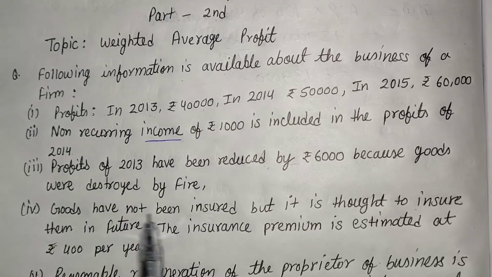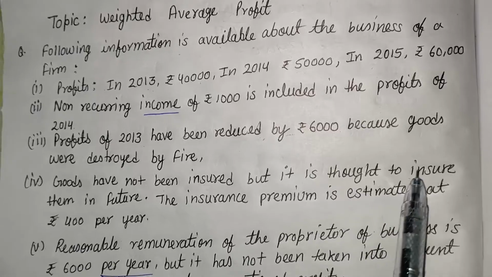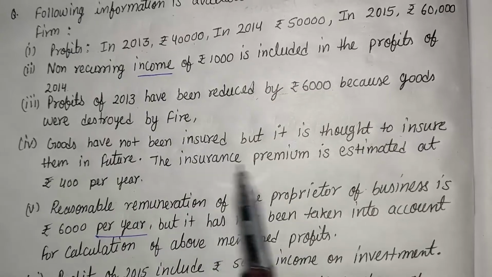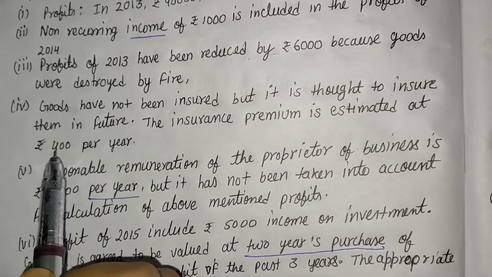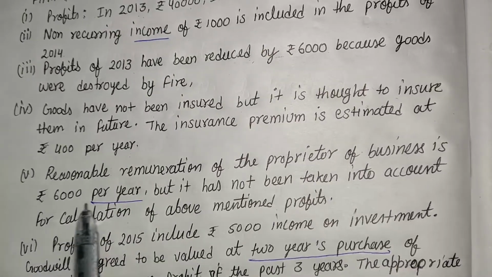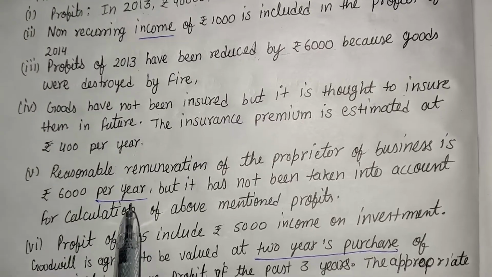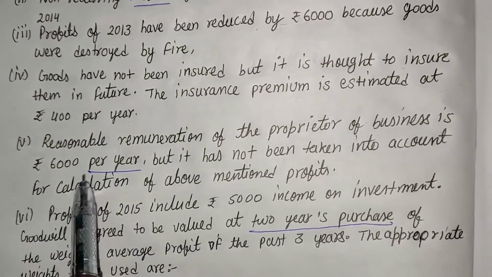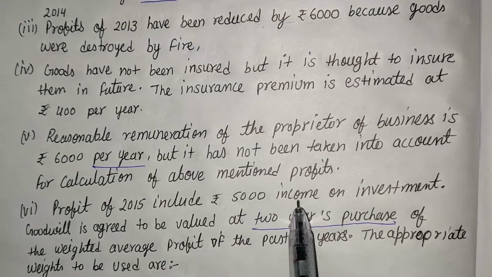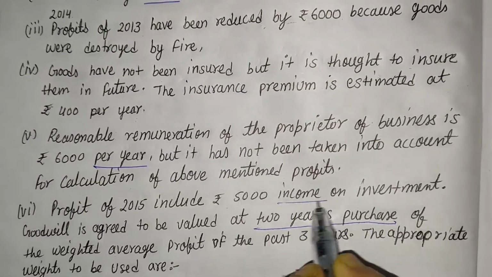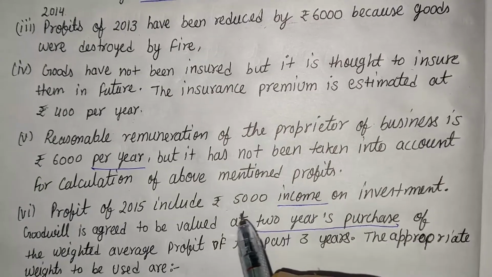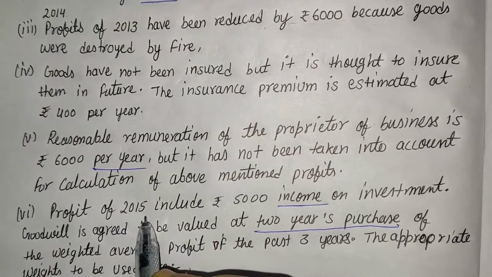The next information, goods have been insured, but it is thought to insure them in future. The insurance premium is on per year basis. So when the insurance premium is given per year basis, that amount is deducted per year. Reasonable remuneration is given, that is rupees 6,000, and it is also per year basis. So that is also deducted from each year. The next information is profit of 2015 included rupees 5,000 income on investment. That is also an income, so that is also inversely related with the profit. So that amount is deducted from the year 2015.